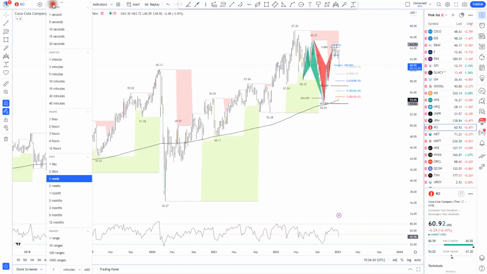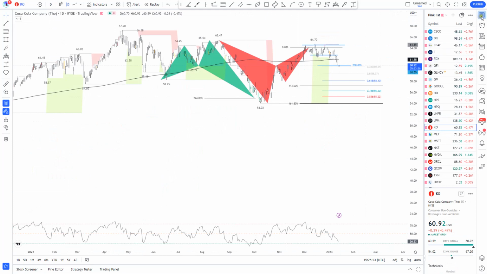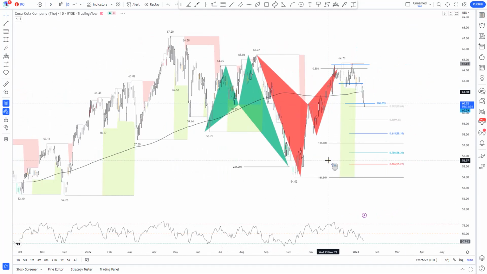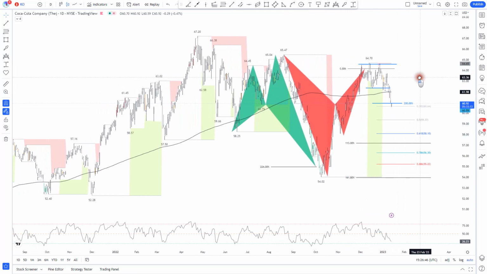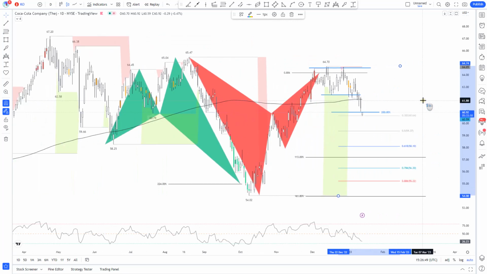Coca-Cola. Let's move to a daily. Completed at the 88.6% Fibonacci retracement, 64.15. We have a broken neck at this blue line right there. We have a broken support a few points below there. Target achieved for this double top formation. 38% Fibonacci may act as support, 60.64. So as you can see, today we are nailing this Fibonacci retracement.